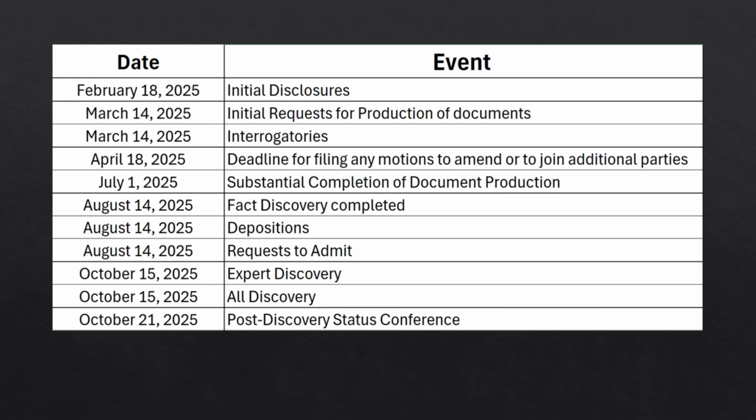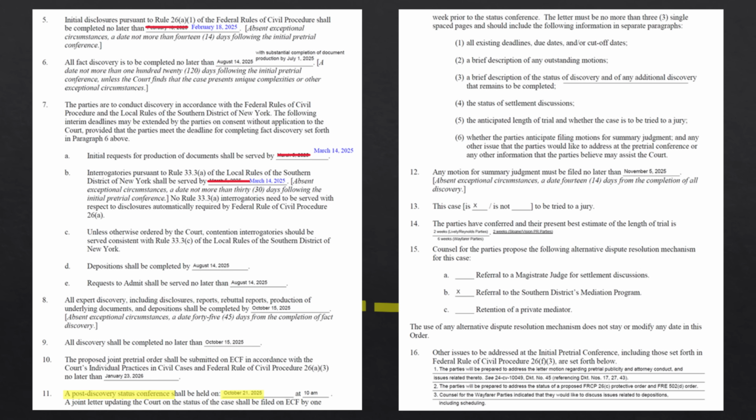And just less than a week after that, they have their post-discovery status conference. Just like there was a conference at the very beginning, there's another one at the end. There will surely be matters that need clearing up. And before this conference, a week before the conference, they have to submit a joint status update. So they have to speak about the things here: deadlines, due dates, cutoff dates, any outstanding motions, the status of the discovery, if there's anything that remains to be completed, if there are any settlement discussions, how long they think the trial might be, and whether or not they intend to file motions for summary judgment.